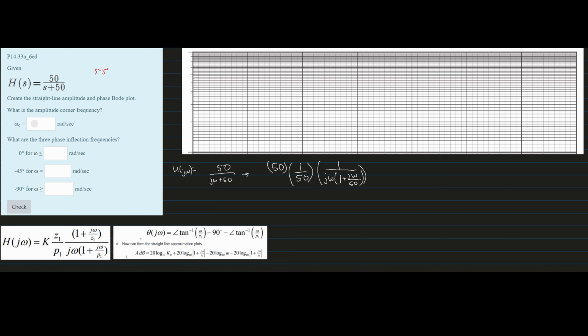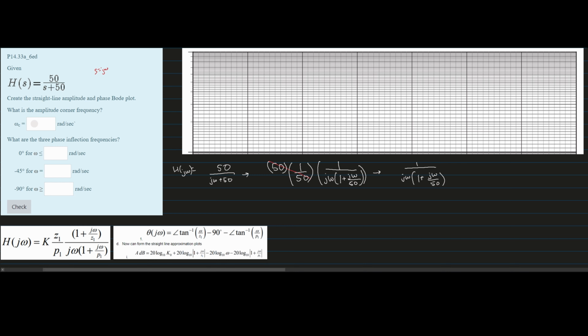Now, just looking at this, we can see that our 50s right here are going to cancel out. And once they cancel out, we are going to have 1 divided by j omega, and then we're going to have 1 plus j omega over 50. This is our new equation.